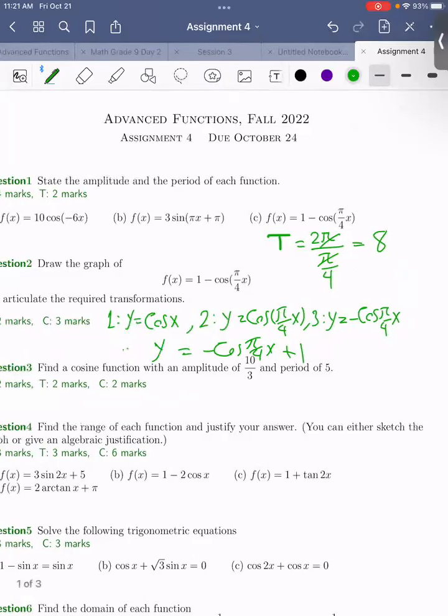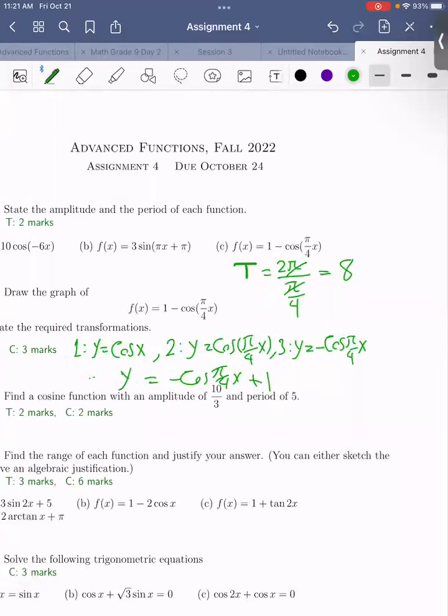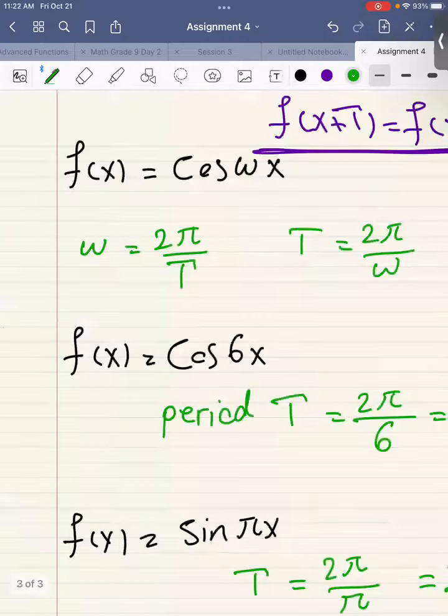Upward or downward? Upward, because it's plus 1. Look at this, this is plus 1. So once you have minus cosine of pi over 4x, then you add 1. You just push it up 1 unit.